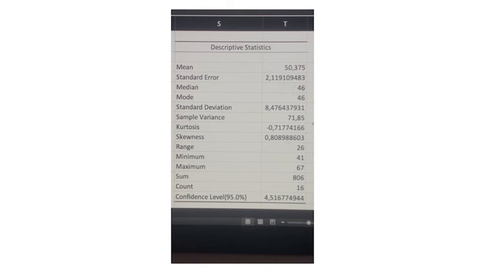And the conclusion about this data is in the descriptive statistics. The alpha coefficient for the 4 items is 67, and the minimum of this data is 41. The highest point of our data is 67. The sum is 806, and the confidence level is 95%. In total, 4.516774944. The mean is 50.375. So the most agreed answer from the data that we put in the questionnaire is 95%.